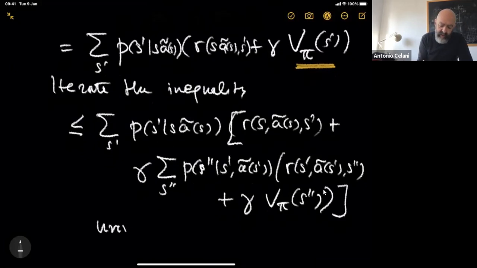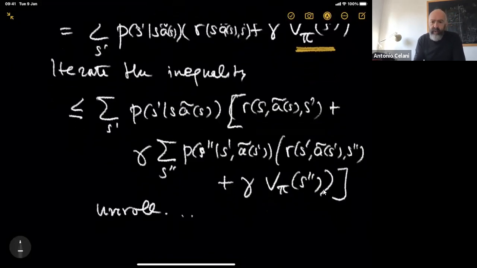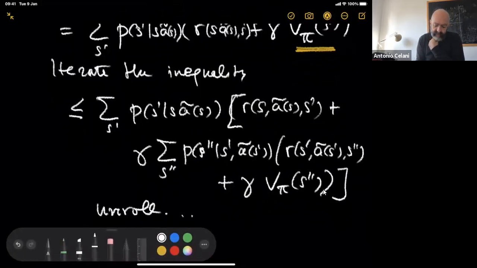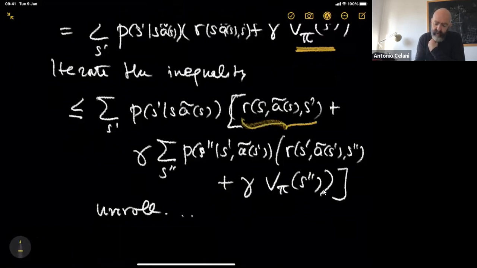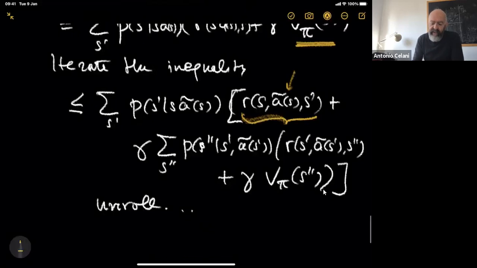So I can unroll all these inequalities. And what do I get? Well, look at each of these terms. The first term here, which comes from this contribution, is the expected reward under the choice of the greedy action. And the second term is gamma times the reward that I will get at the next step if I still keep on using the greedy action.